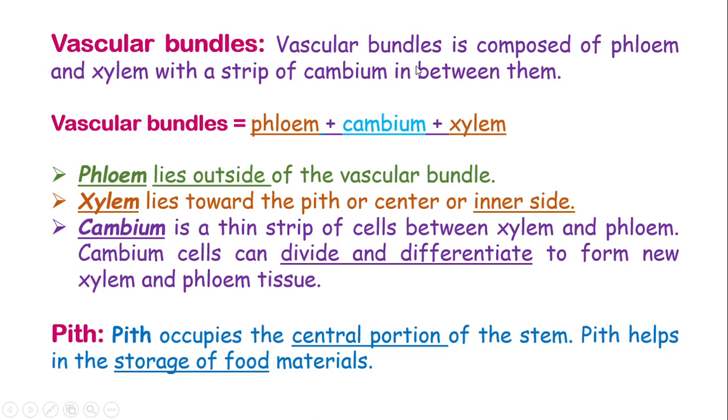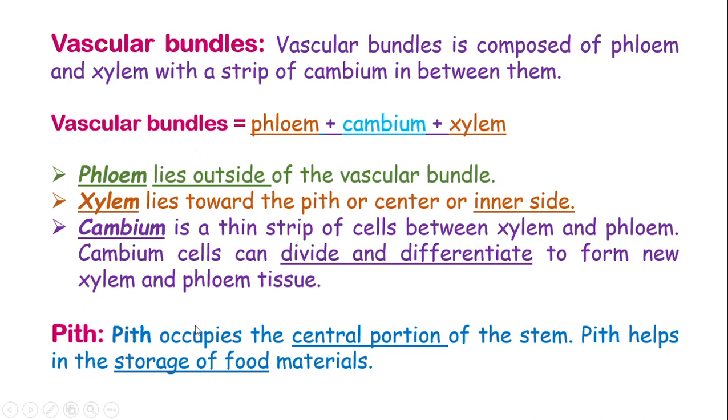Vascular bundle. Vascular bundle is composed of phloem and xylem with a strip of cambium in between them. So we can say that vascular bundle equals phloem plus cambium plus xylem. Phloem lies on the outside of the vascular bundle and xylem lies on the inner side. Cambium is a thin strip of cells between xylem and phloem. Cambium cells can divide and differentiate to form new xylem and phloem tissues. So when needed, these cambium cells can divide and differentiate into phloem and xylem.